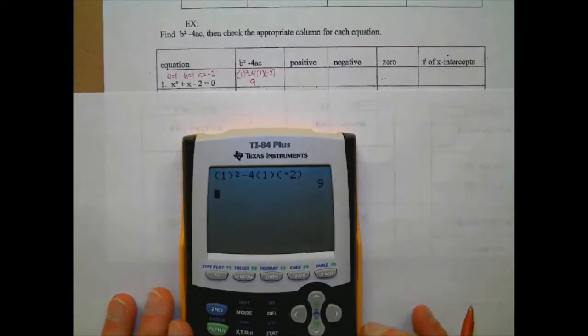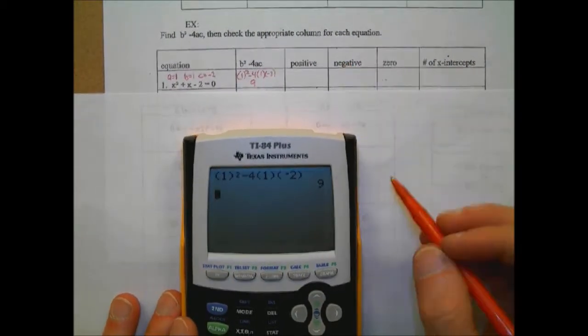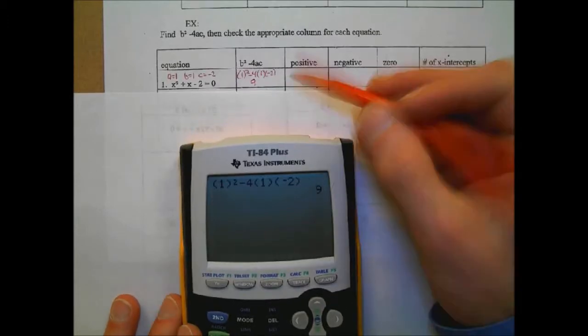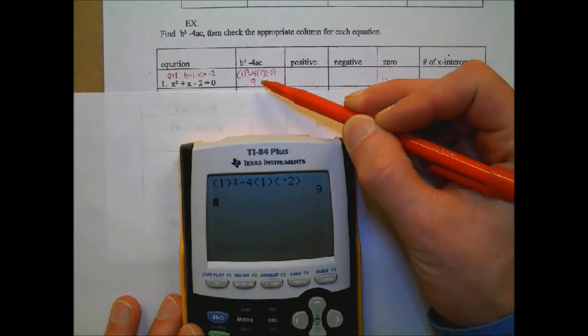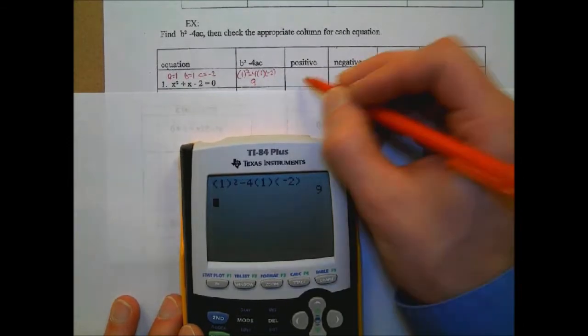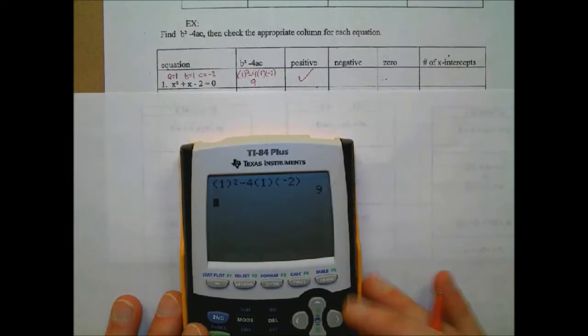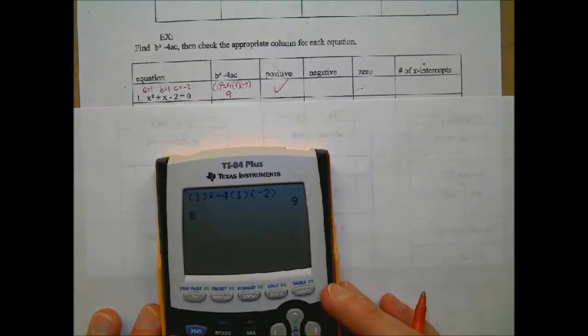Is it positive, negative, or 0, the discriminant here? Why is only John answering this one? This is an easy one. Which one is it? Is it positive, negative, or 0? Positive. Okay, very good. So that means something.